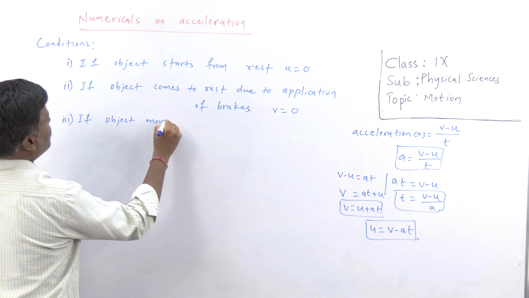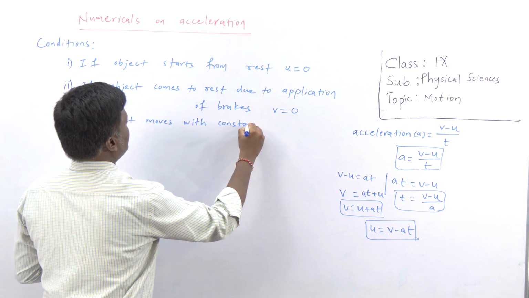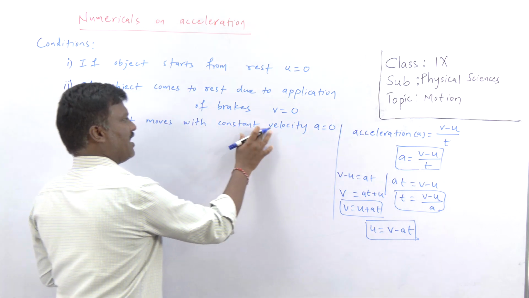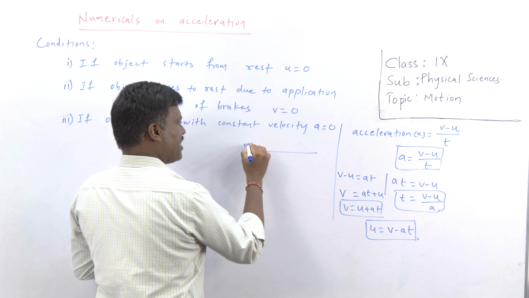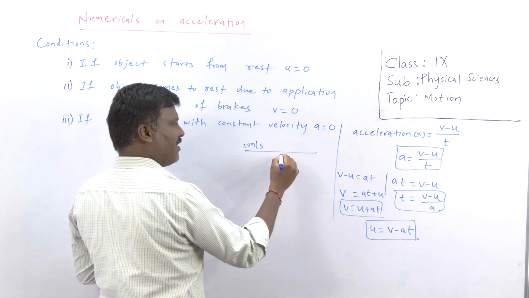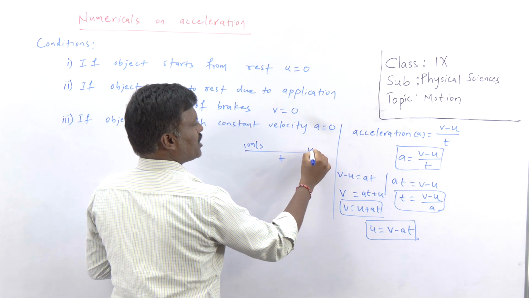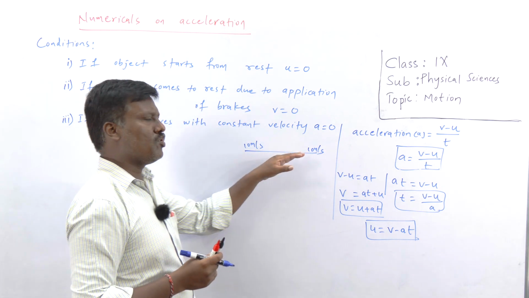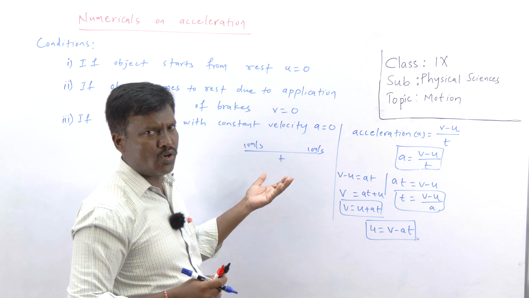If an object moves with constant velocity, acceleration will be zero. For example, here the speed is 10 meter per second. After a certain time, the speed is also 10 meter per second. There is no change in velocity. When there is no change in velocity, there is no acceleration.